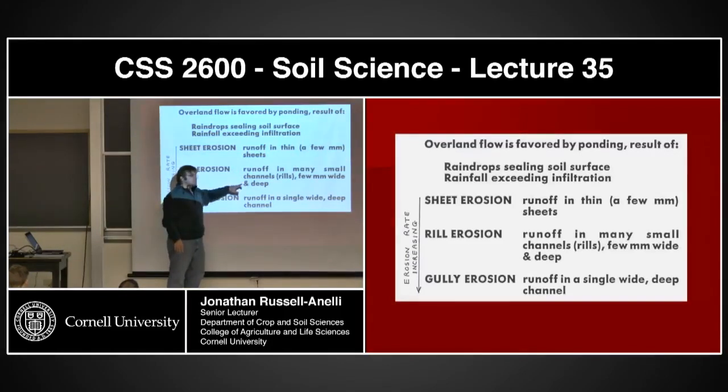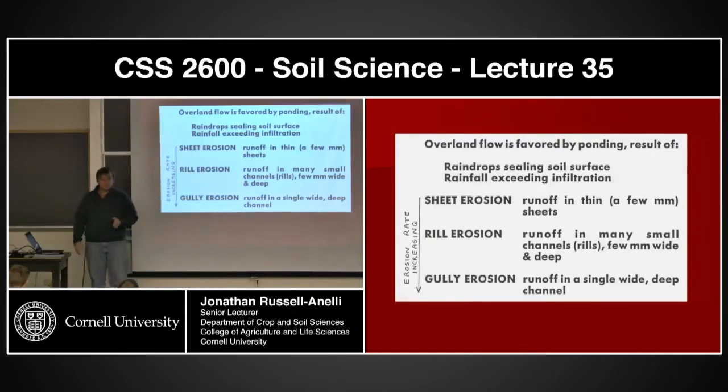Okay? We start seeing deeper and wider channels. As these rills start to converge, like the dendritic system of a stream system, we start seeing gully erosion. Okay? Deep, single wide gullies, channels.